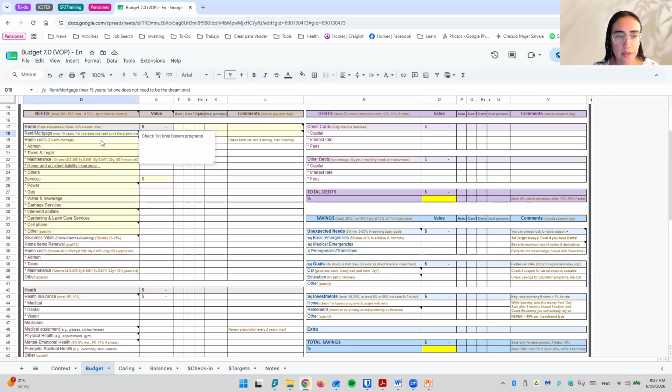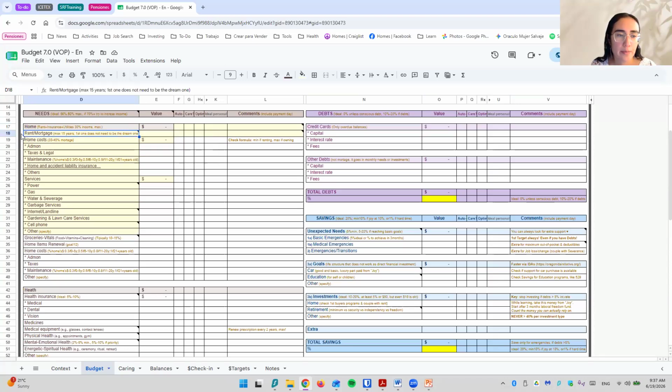So we are gonna put how much is the rent or the mortgage. Remember that it's important that in the case of the mortgage, it doesn't go over 30% of your available income. Of course, if it's more, it's more. Don't feel bad about it. It's just guidance. Remember, every time that I talk about percentages, they are just guidance.